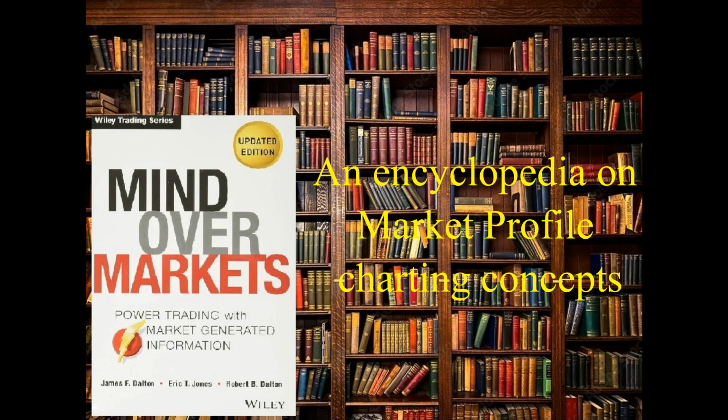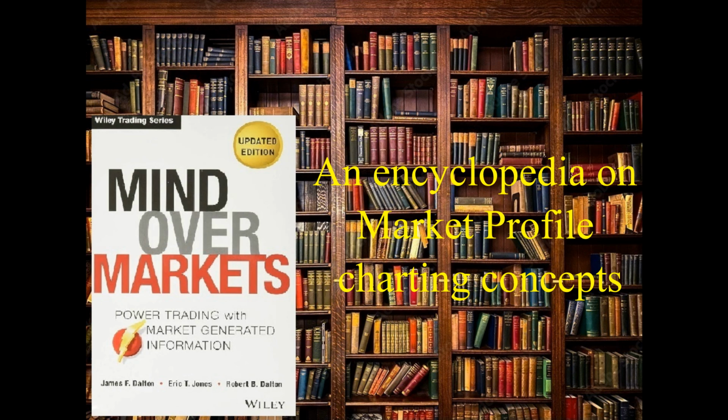1. The Auction Market Framework. The foundation of Mind Over Markets is the idea that markets are not chaotic, they are organized around the principles of auction theory. Prices fluctuate because traders are constantly negotiating value through buying and selling. Every trading day is an ongoing auction where participants determine what the market perceives as fair value. The market tries to find balance but is always pulled by new information, imbalance, and human emotion. Understanding this dynamic helps traders shift from prediction to interpretation.